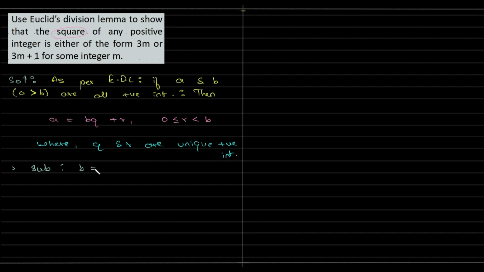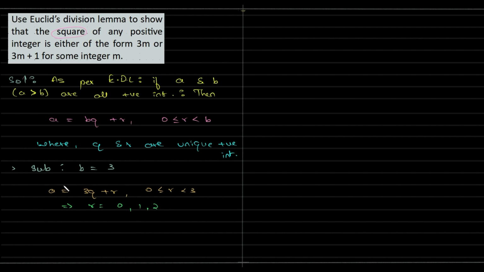B is equal to, what should I substitute? The divisor is 3, is it not? So your statement will change to A is equal to 3q plus R, where R is between 0 and 3, right? This implies R is equal to 0 or 1 or 2.